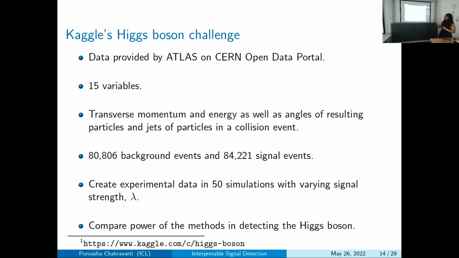And you have around 80,000 background and signal events. What we do is we artificially create the experimental data in 50 different simulations, with varying signal strength. So we basically add lambda% of signal to the data to make it like experimental data. We artificially create the data to compare the power of the different methods to actually detect that signal, right?